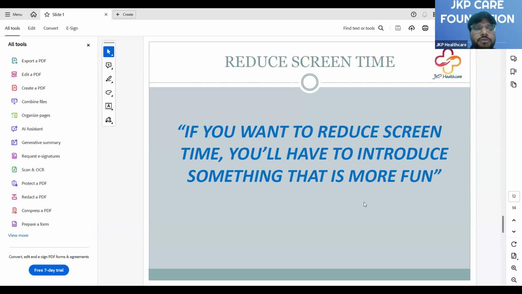So we need to introduce the child to something which is more interesting than mobile. Because for children, screen is the most interesting thing today. But we need to do an individual assessment of the child, his habits, his likings, dislikings, strengths, weaknesses, and find out what is more interesting. What does he watch on the mobile?